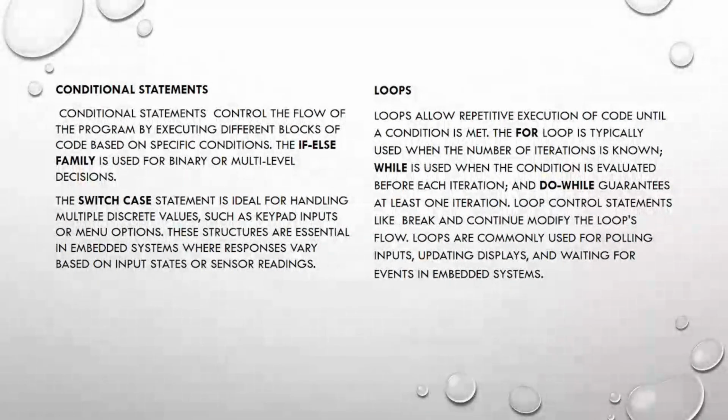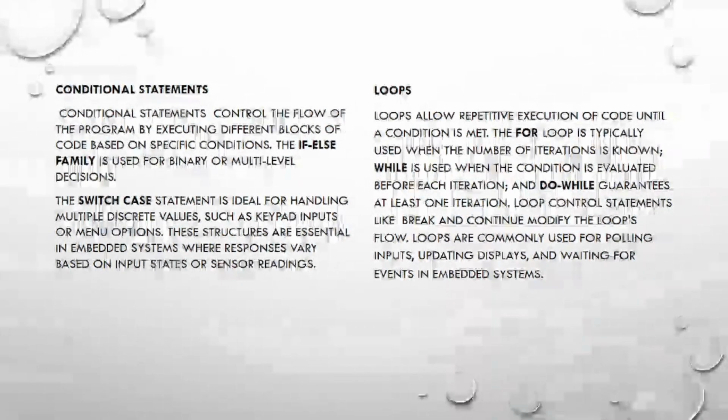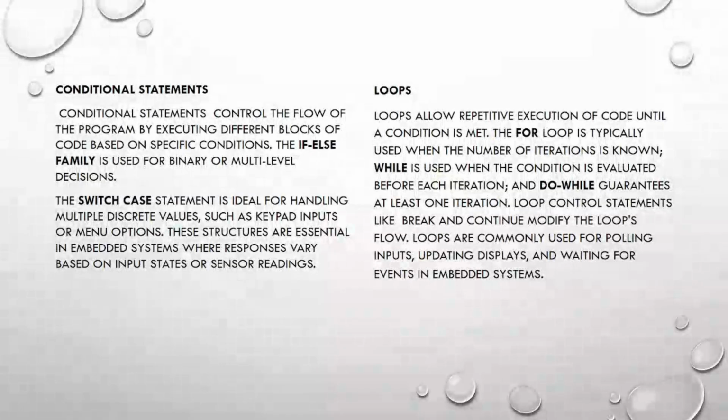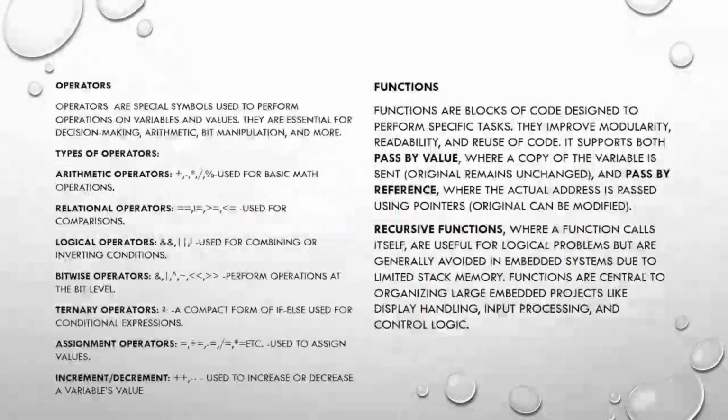These structures are essential in embedded systems where responses vary based on input states or sensor readings. Loops. Loops allow repetitive execution of code until a condition is met. The for loop is typically used when the number of iterations is known. While is used when the condition is evaluated before each iteration, and do while guarantees at least one iteration. Loop control statements like break and continue modify the loop's flow. Loops are commonly used for polling inputs, updating displays, and waiting for events in embedded systems.